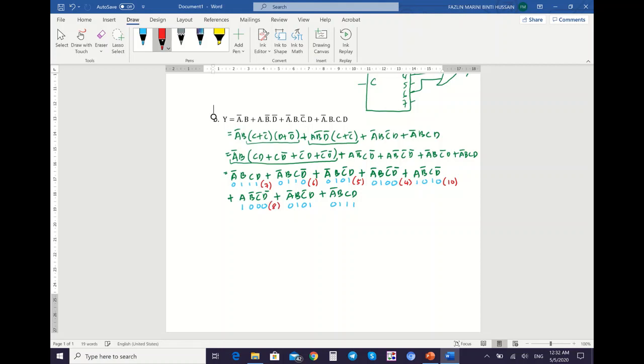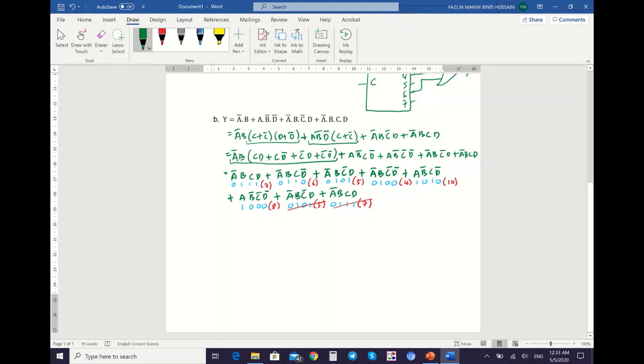So we have repeated decimal values. We have two 7s, so we remove one 7, and we also have two 5s, so we remove one 5. Right, so we just write the decimal values. This step is actually compulsory. You need to write the decimal values.